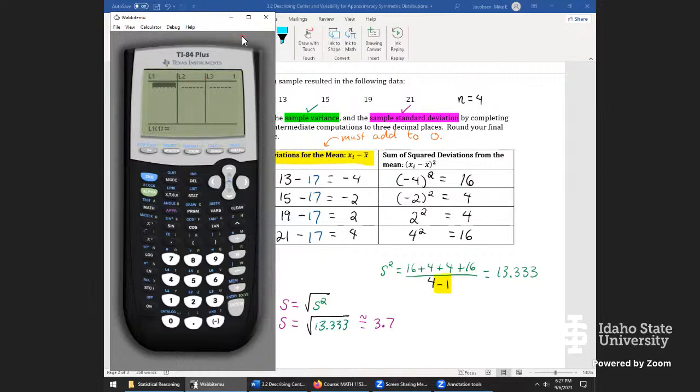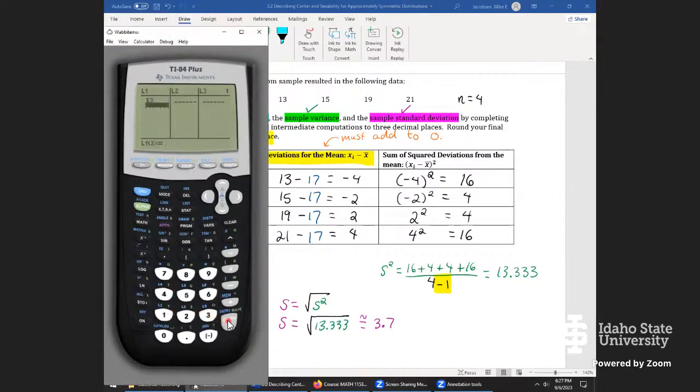Type in the data. Let's see, it's just those 4 observations. That's kind of nice. 13, 15, 19, and 21. Then once your data is in and we're satisfied with it, it's the stat key again. Then right arrow to calculate. And then pretty much from here, I just jam my enter button, in all honesty. If you hit enter, you're going to go right to what you need, one variable stats. I never change anything here, so I just continue to hit enter until it prints all of this out right here. So let's take a look.